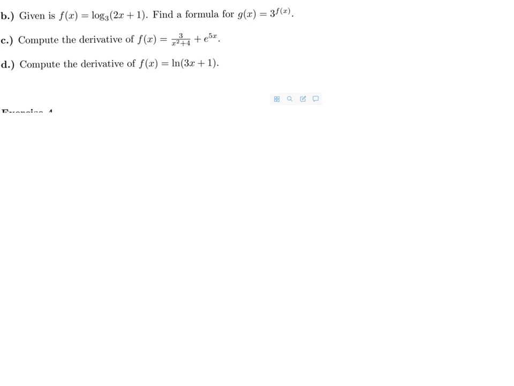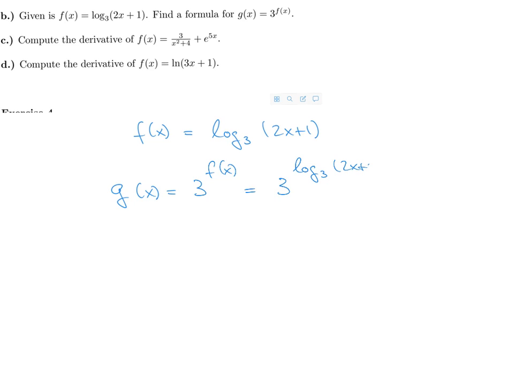So let's cancel this here. If we then start with our exercise, f of x is given as the logarithm to the base 3 of 2x plus 1. And what happens now if I put this into the exponent of 3? This is 3 to the power of logarithm 3 of 2x plus 1.